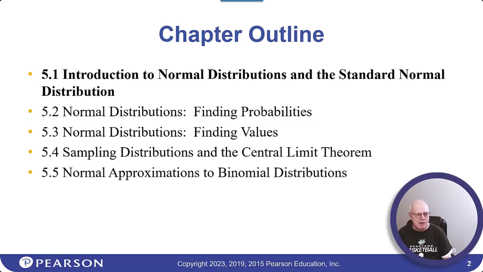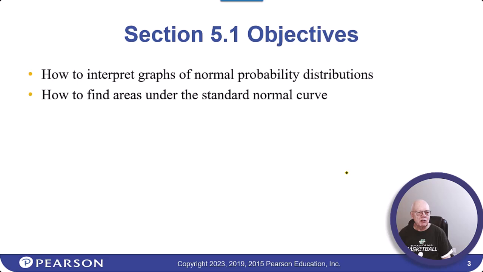With that said, you can see the sections we're going to cover after that, pretty much except for this last one. 5.5 we will not bother with, and if you really care, you can stop by the office and I'll tell you why. And here are a couple of things we're going to do, including interpreting graphs, because we're going to look at normal probability distributions, and we're going to find areas under that golden standard normal curve.